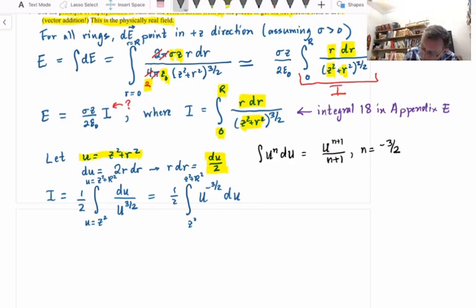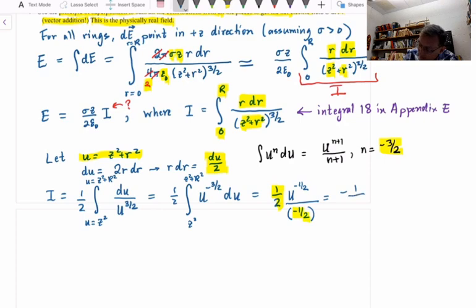So let's see what we get. Now don't forget this 1/2 out front. So we'll have u to the n plus 1. Now again, n is negative 3/2. Negative 3/2 plus 1 is negative 3/2 plus 2/2, that's negative 1/2, over n plus 1, over negative 1/2. Well, I have a 1/2 upstairs and a negative 1/2 downstairs. That means out front what I really have is a negative 1. And u to the minus 1/2 is 1 over the square root of u. So there's what it is: minus 1 over the square root of u.